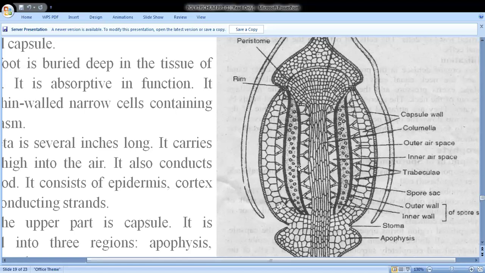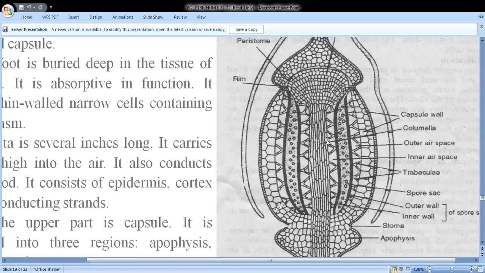The central part of the capsule is occupied by a thick column of parenchyma cells. These are the parenchyma cells. It is called the columella. This middle center of the capsule, a thick column of parenchyma cells, is the columella.